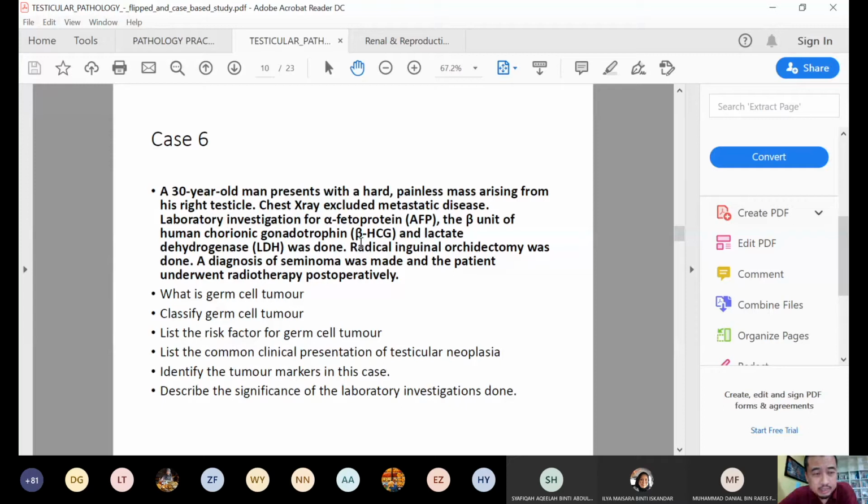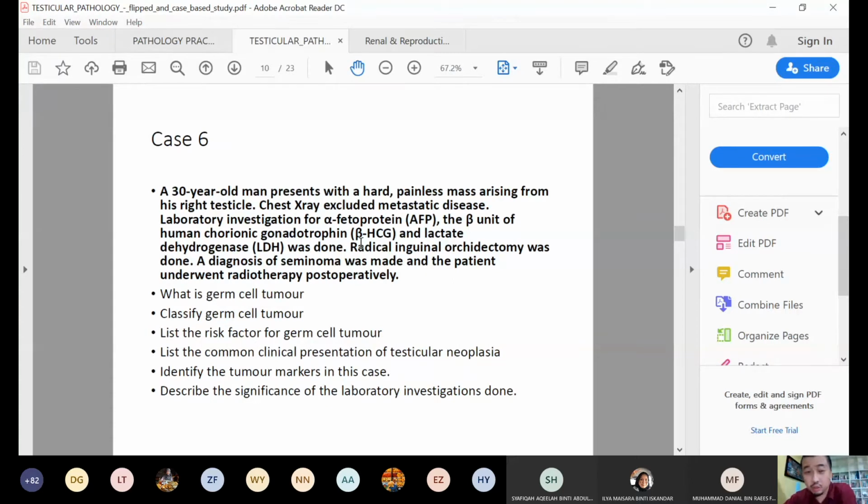You expect it to be high or normal? In the case of seminoma, high. Okay. False. Beta HCG, we expect it to be high in seminomas? No. Might be normal. Okay. So you don't expect the levels of alpha fetoprotein or HCG to be high in this case, yeah?